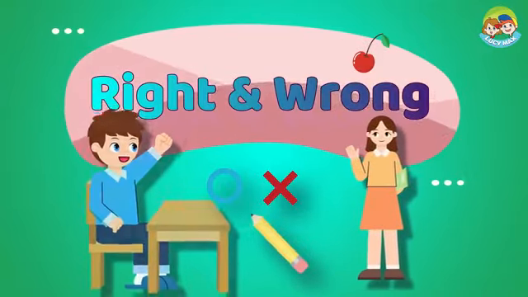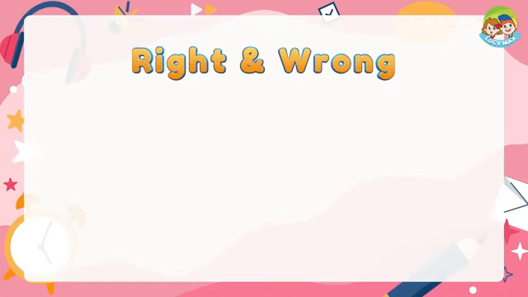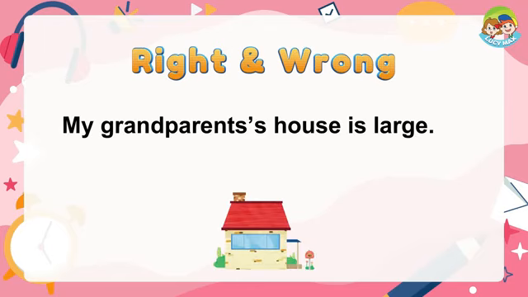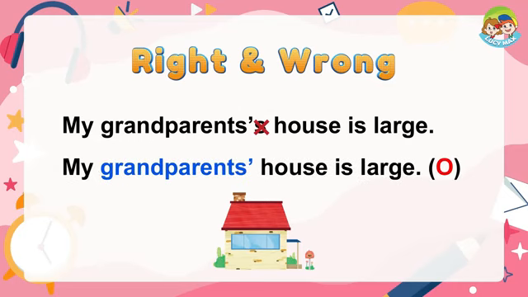Right and wrong. Now look at the right and wrong section. My grandparents' house is large. For plural form, you don't add apostrophe S. Just put apostrophe after the S. My grandparents' house is large.